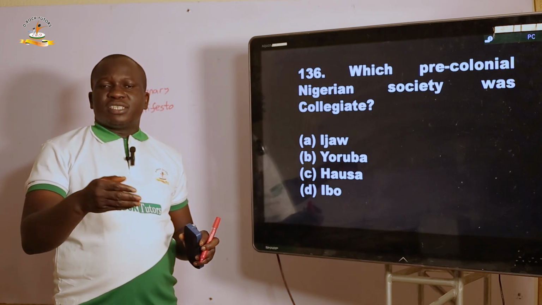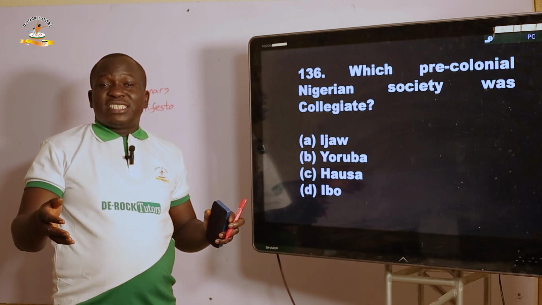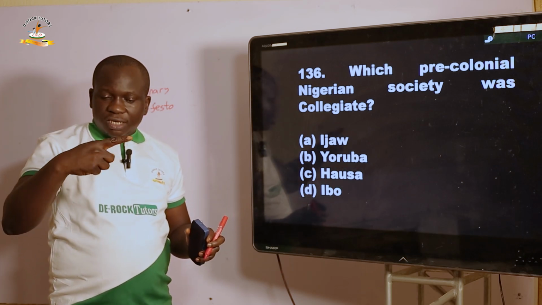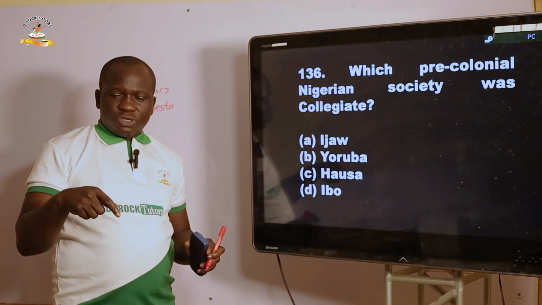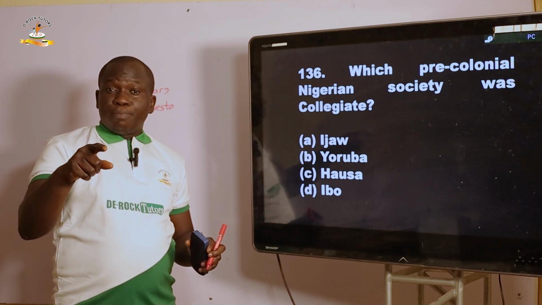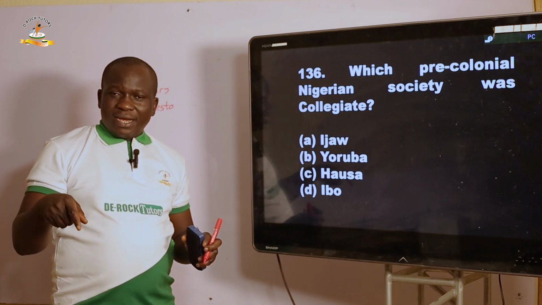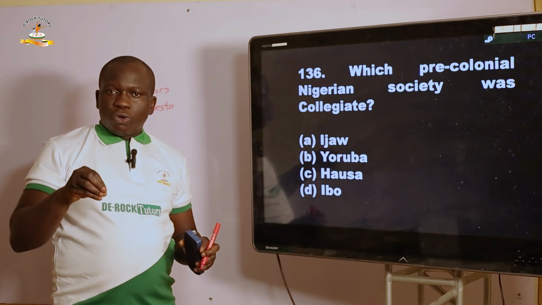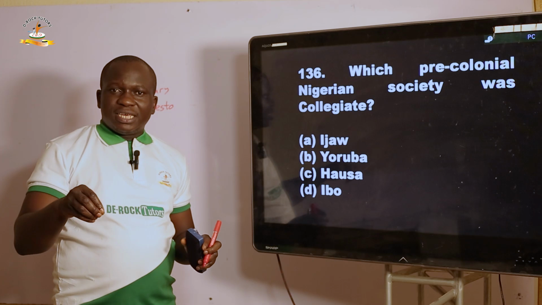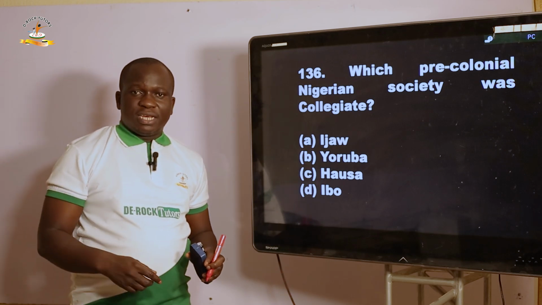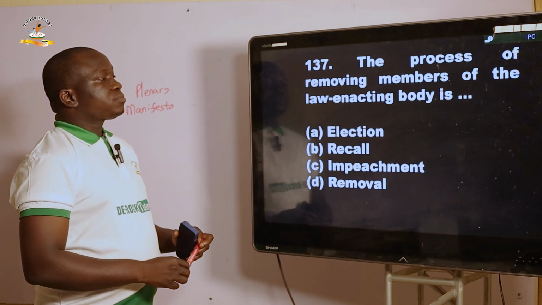So where does power situate in a collegial or collegiate system? That is a committee or council. So which pre-colonial society in Nigeria was using something like a council? That was the Igbo pre-colonial society, where we had the four title holders. The oldest man from each clan, each family would represent them in the council of elders. Now to the next question.